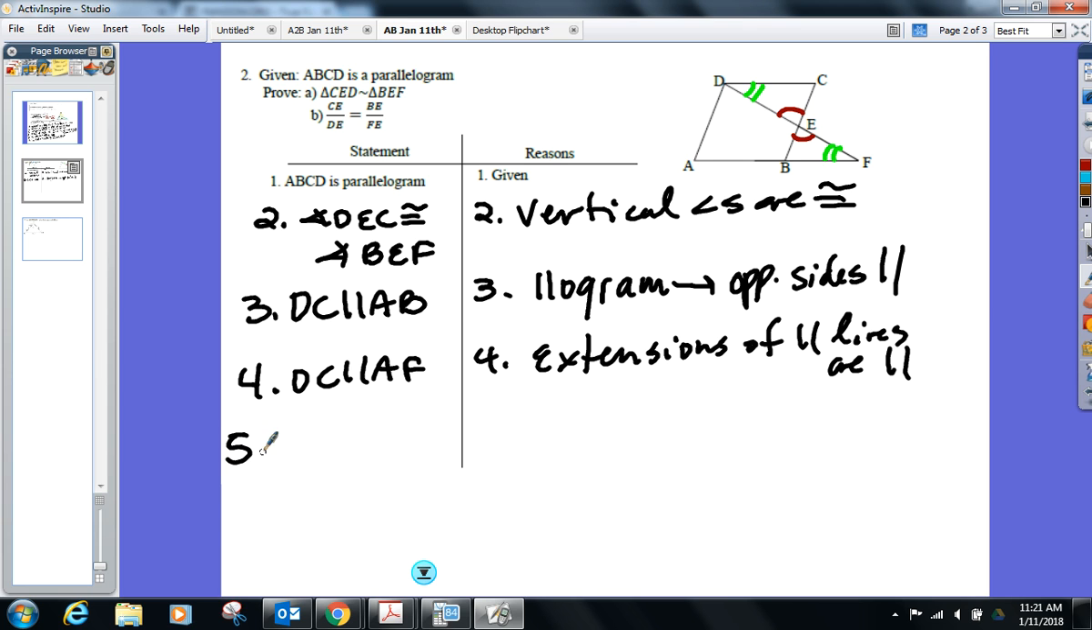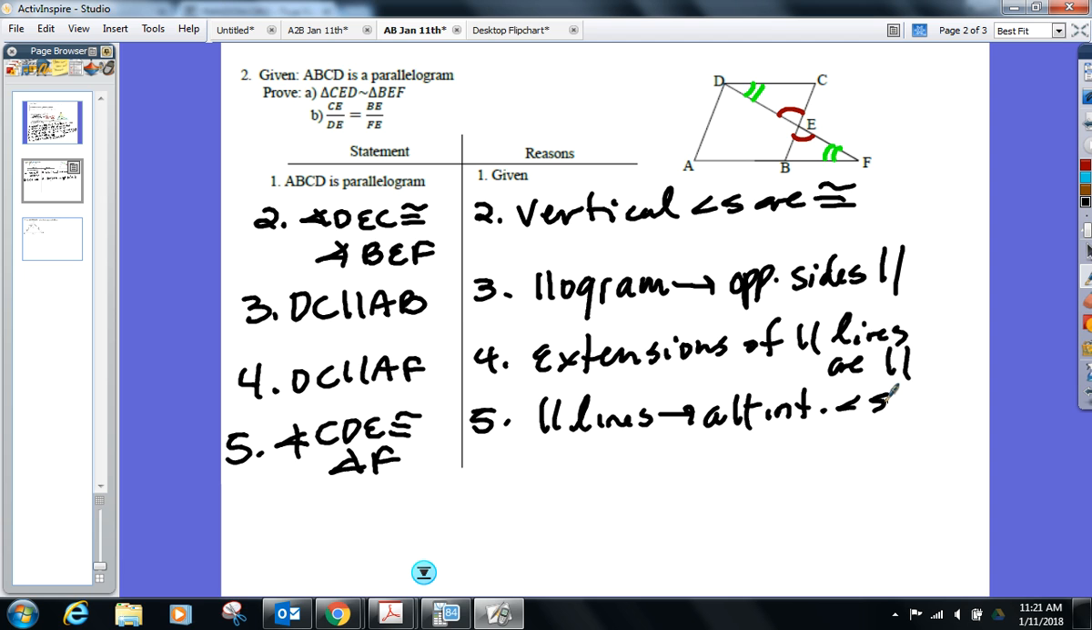And now tell me those two angles are congruent. So angle CDE is congruent to, can I say angle F? Yep. Parallel lines imply alternate interior angles congruent. Nice job, guys. And then you guys know how to finish this even part B off. Triangles are similar. And then the corresponding sides are in proportion.